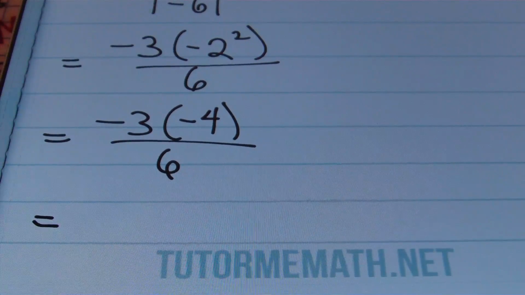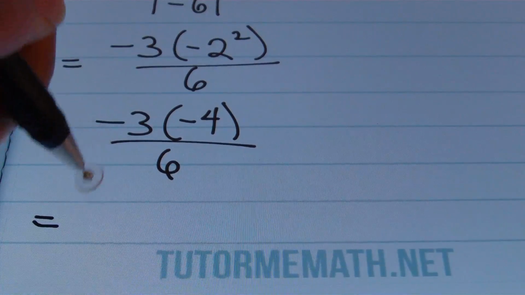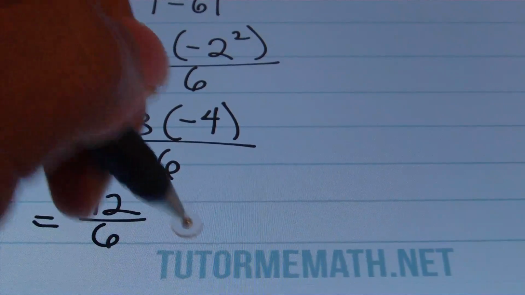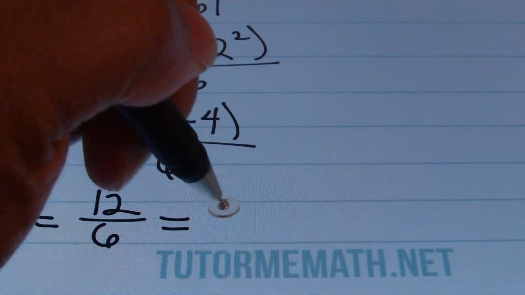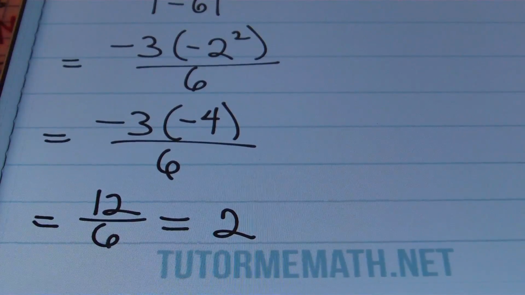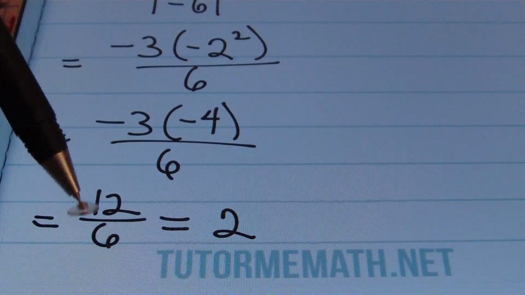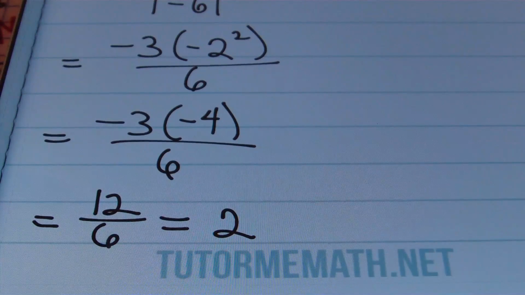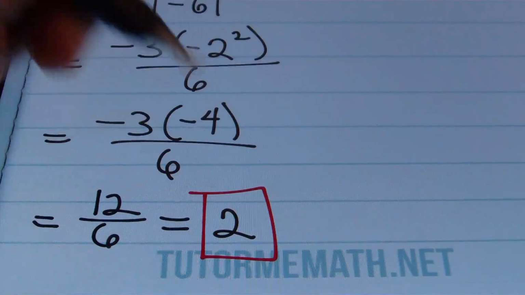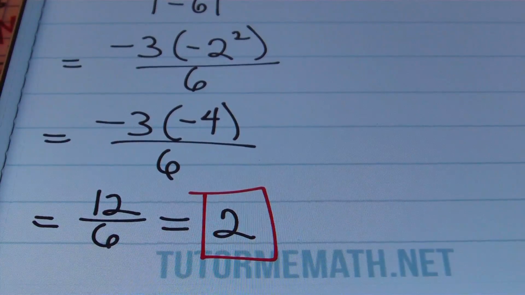From here, or here, if you prefer, I have negative 3 times negative 4. That's positive 12. So next we're looking at 12 divided by 6, which is 2. Remember, a fraction is a division problem, and 12 divided by 6 is 2. Or you can look at it as simplifying the fraction by 6, which you'll end up with 2 over 1, which is still 2. All right, so you'll get 2 either way. Red boxing it. Done and done for problem number 5.